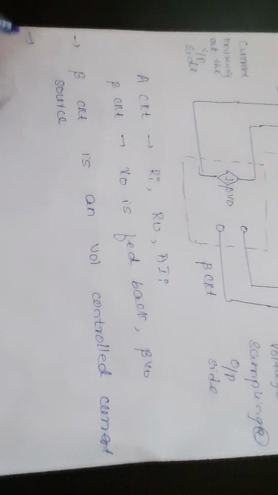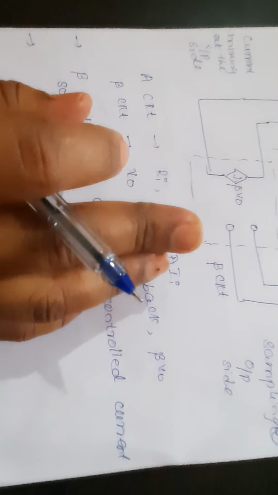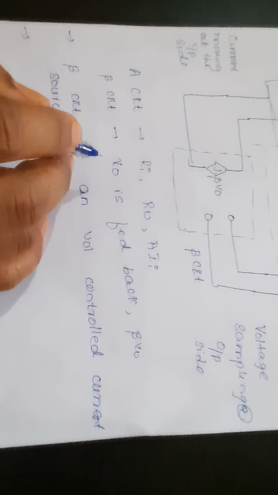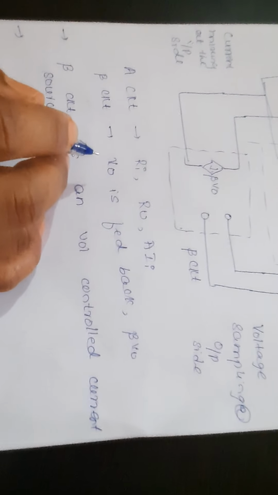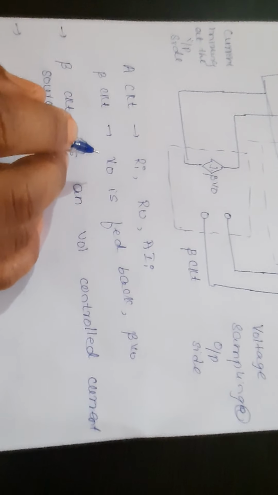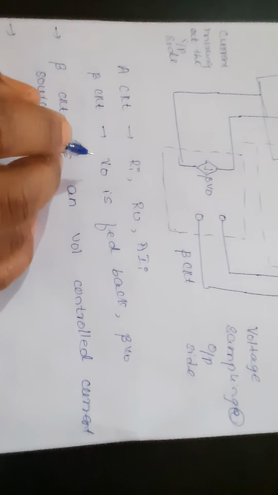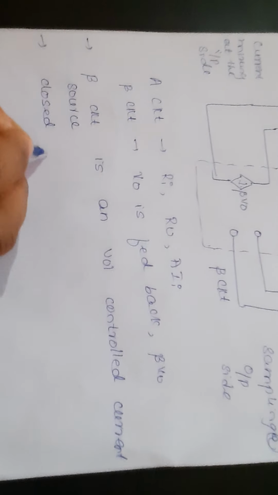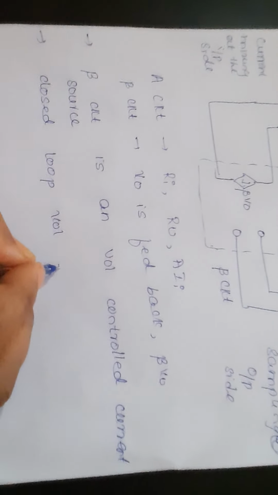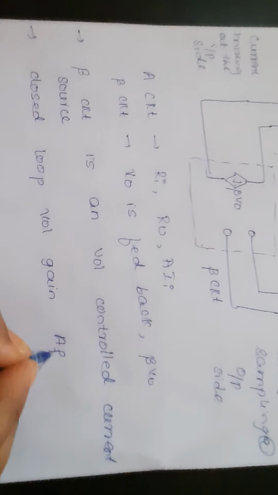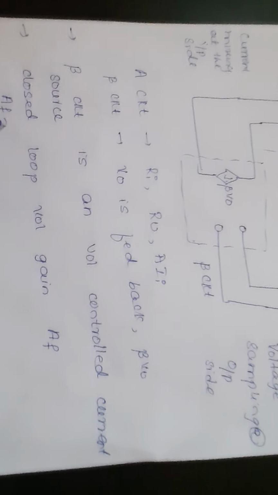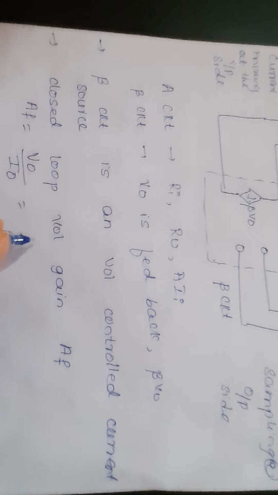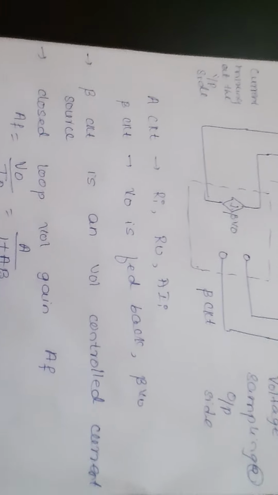Now actually our aim, for all of this, shunt, series, is to find out the closed loop voltage gain AF. Till now we have studied RIF, R0F, the input resistance and output resistance with feedback, and then the closed loop voltage gain. Now if I want to find the closed loop voltage gain, it is represented as AF, and for this part it is V0 divided by I0, or it is given as A divided by 1 plus A beta.